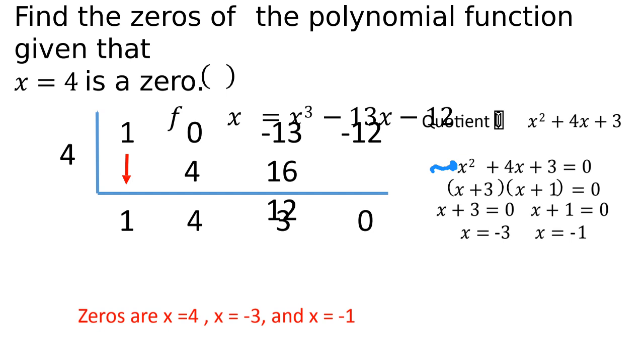And then to solve, we make each one equal to 0. Subtract 3 from both sides. That gives me negative 3, and subtract 1 from both sides. So the other zeros for this polynomial function are going to be x equals negative 3 and x equals negative 1, and x equals 4 is the one that they gave us at the beginning.